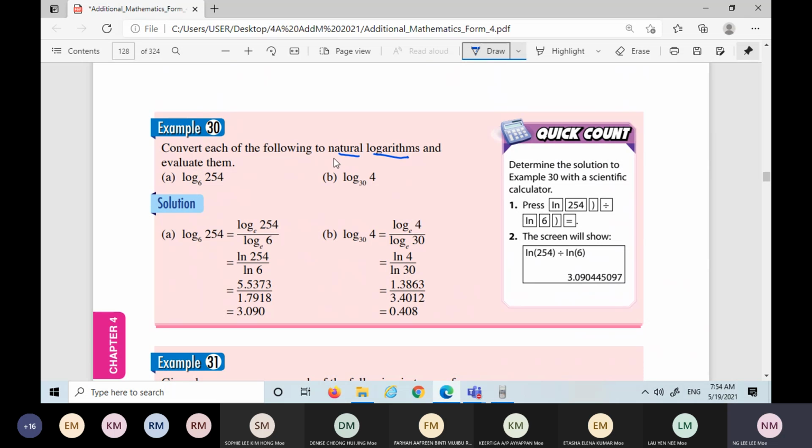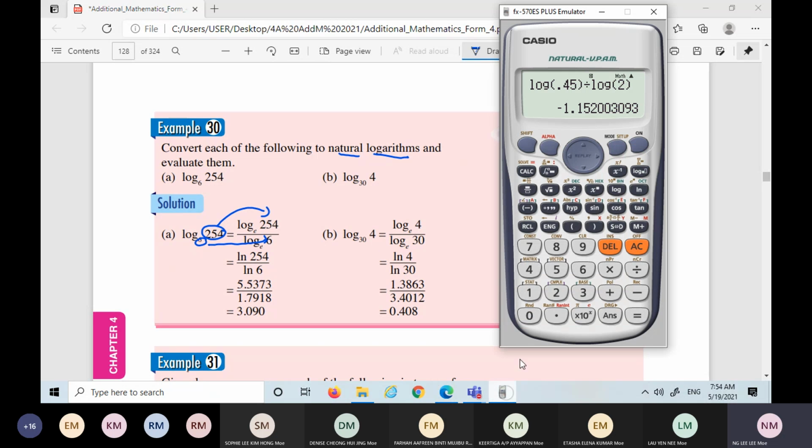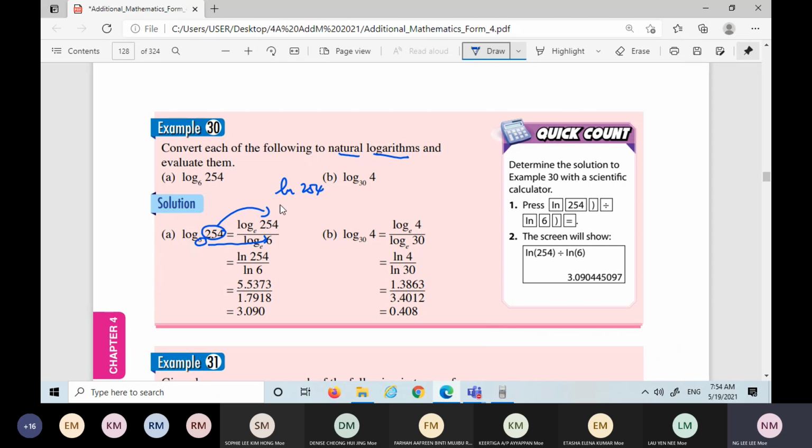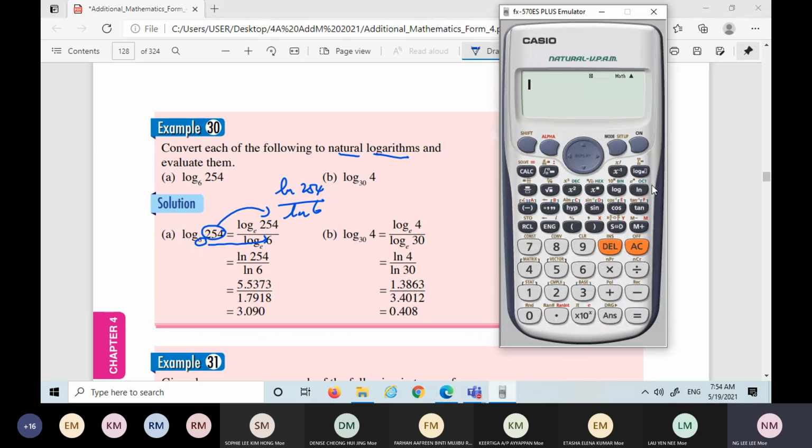Just now they asked to change to base 10. Now they want you to change to base e. So log base e of 254, this one as the numerator and this one as the denominator. Now how to use the calculator? You can write it as ln 254 over ln 6. So ln 254, close bracket, divide by ln 6, close bracket. Then this is the answer.